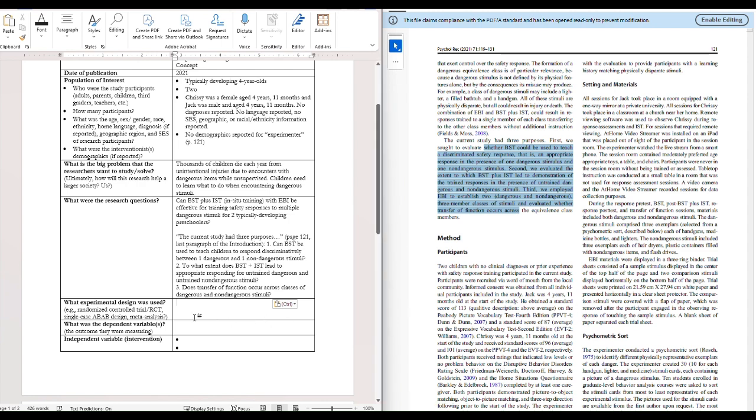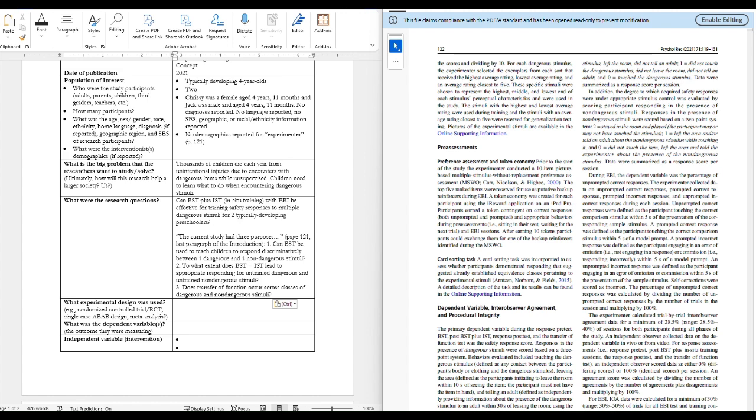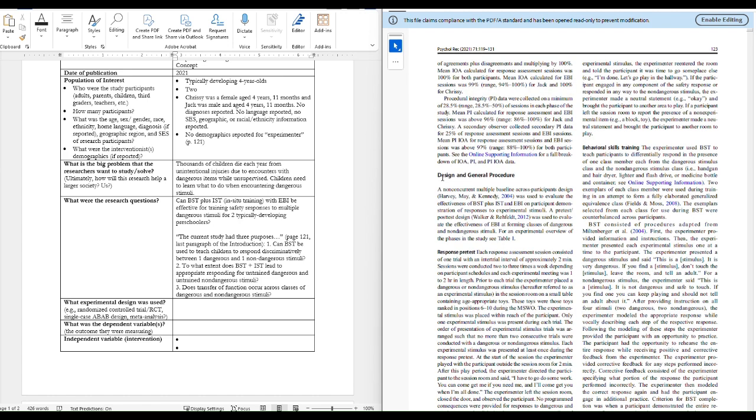Is it a randomized control trial, or RCT? Is it something called a single case ABAB design? Is it a meta-analysis? How you're going to find that information is to go past participants, setting, materials. This is going to be useful, this content, for another question. Psychometric sort, pre-assess. Find something that says experimental design or design.